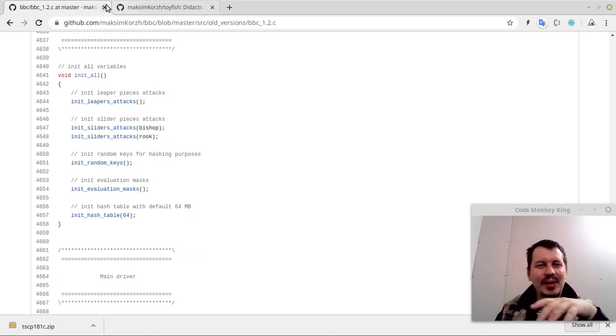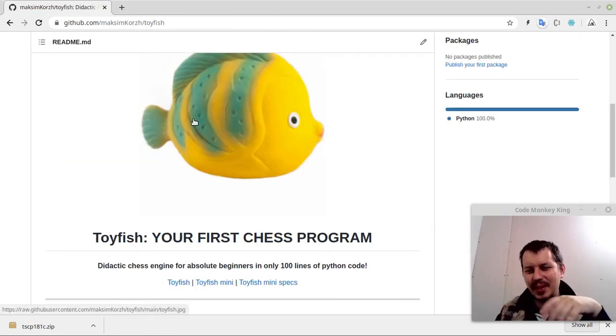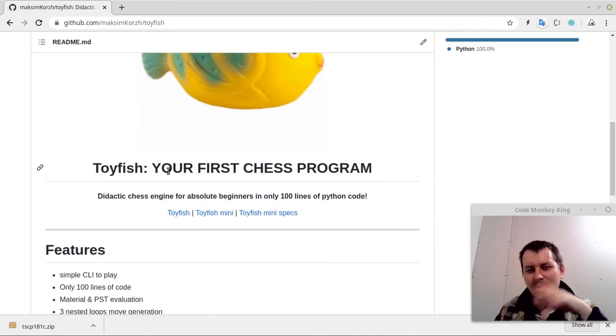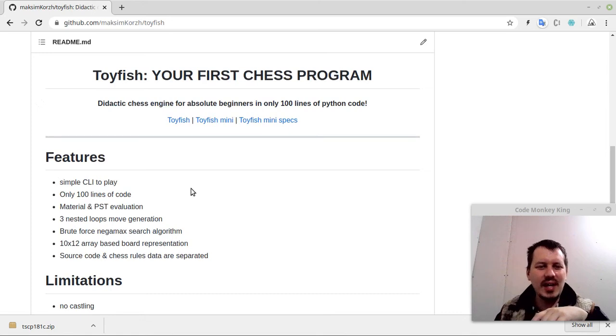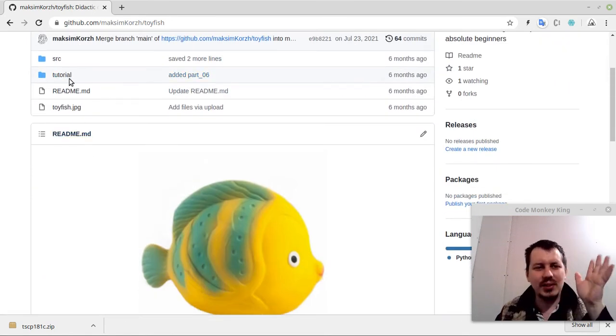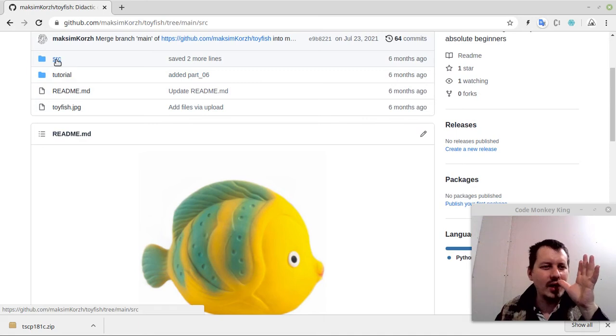And now, my favorite one. So one of my latest projects. It's still quite outdated at the time, but still. I call this engine Tyfish, and this is your first chess program. Didactic chess engine for absolute beginners in only 100 lines of Python code. I've been counting those lines for those purists. And here, without further ado, I just want to dive straight ahead into the source code.